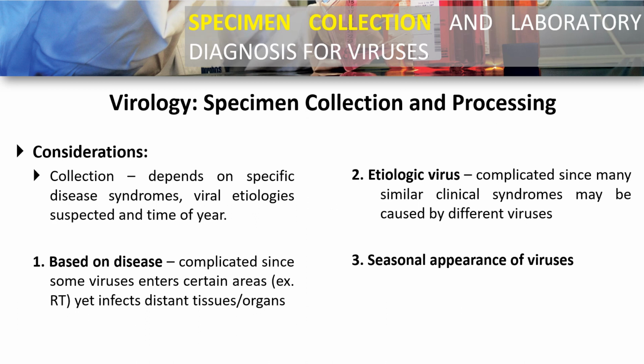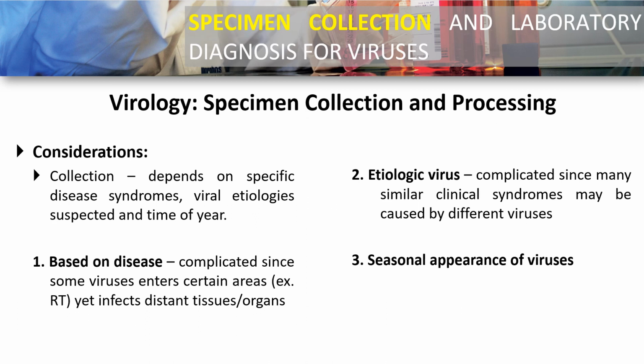Second class is etiologic virus. This is also somewhat complicated since many similar clinical syndromes may be caused by different viruses. So for example, under respiratory disease viruses, they produce the same clinical symptoms, however different causative agent or different viruses. So for example, influenza, para influenza. Then you have your syncytial virus. Those are different viruses, but they produce the same clinical manifestations.